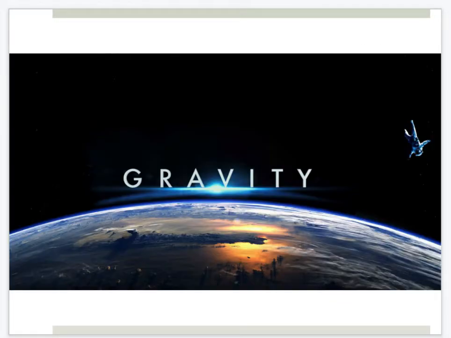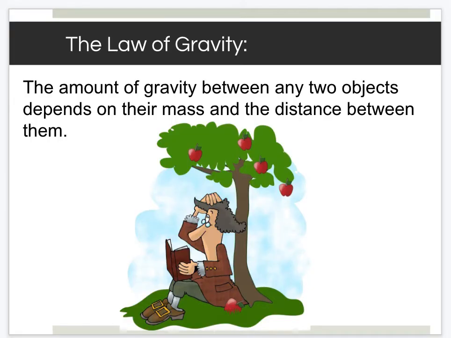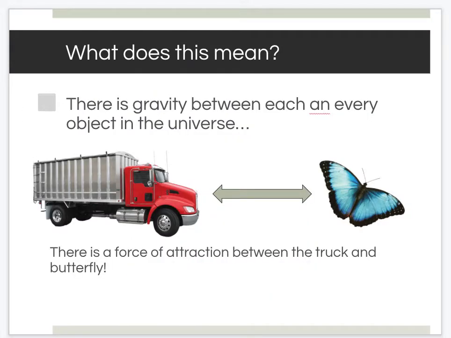Moving on to the force of gravity. The law of gravity: the amount of gravity between any two objects depends on their mass and the distance between them. So what does this mean? There is gravity between each and every object in the universe. There's a force of attraction between the truck and the butterfly. So any object in this universe, there's gravity between. So there's gravity between you and your chair right now, you and your Chromebook, you and your cell phone and the table, your cell phone and the refrigerator, okay? Any objects in the universe, there's gravity between.